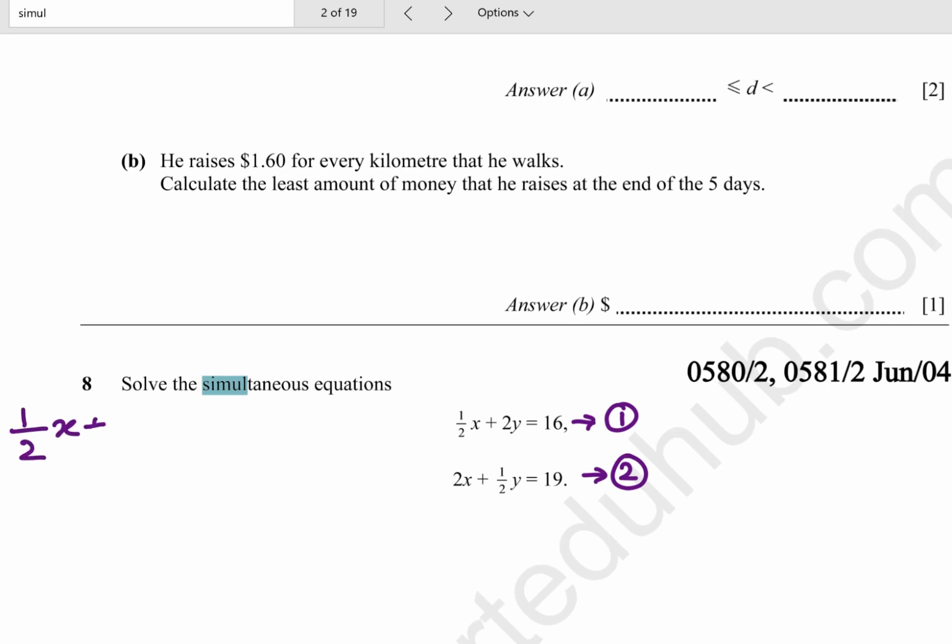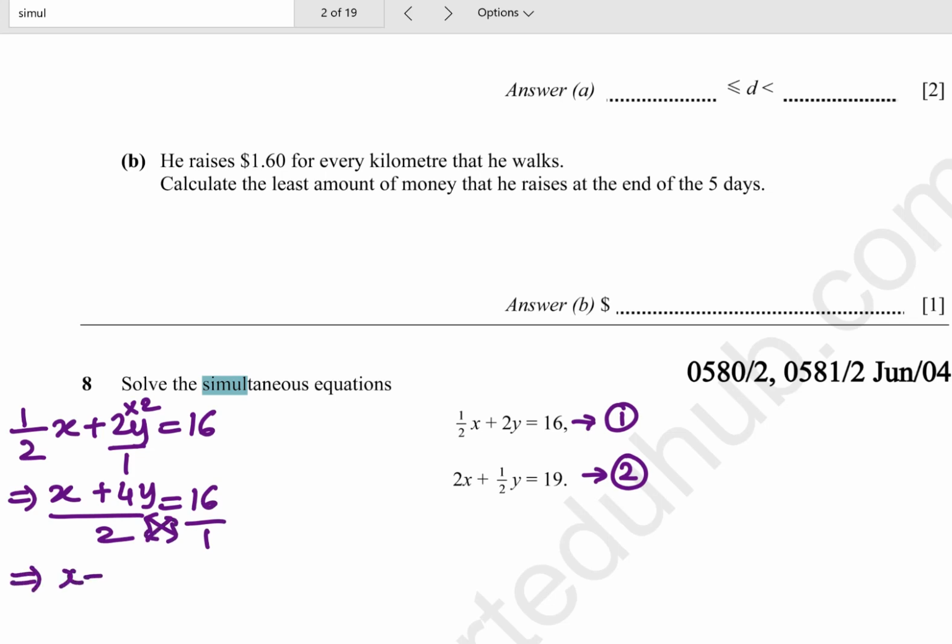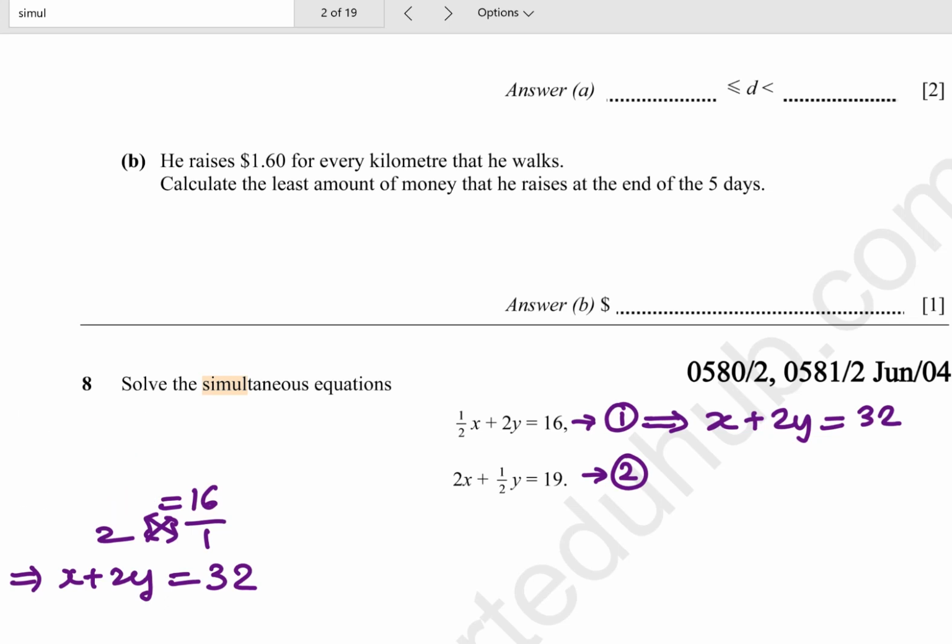So half x plus 2y equals 16. Once again I make the denominator 1. So I'm going to multiply this by 2. So this becomes x plus 4y divided by 2 equals 16. To get rid of the 2 in the denominator, I just put a 1 in the denominator on the right, and I cross multiply, so I get x plus 2y equals 16 into 2 is 32. So that's my new equation. So instead of this, I got x plus 2y equals 32. So I'm erasing this.